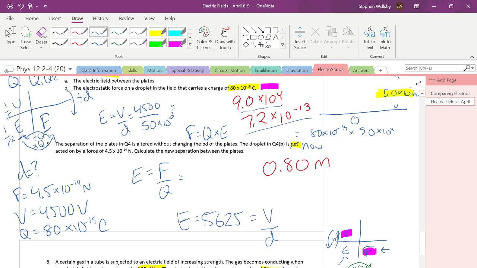So this is going to be V divided by D, and therefore D equals V divided by E, which is going to be 4,500 divided by 5,625, and that equals this value here, 0.8 meters.